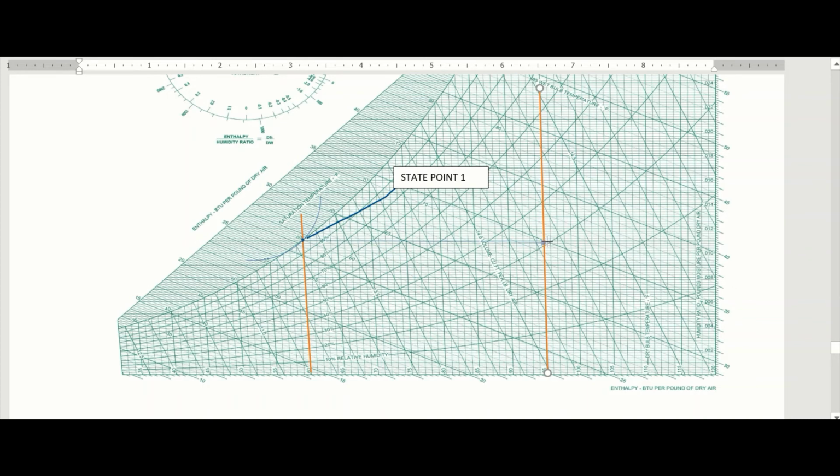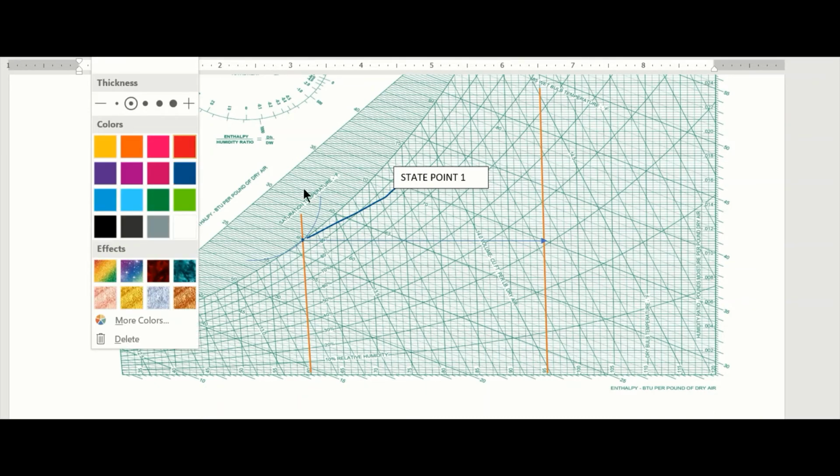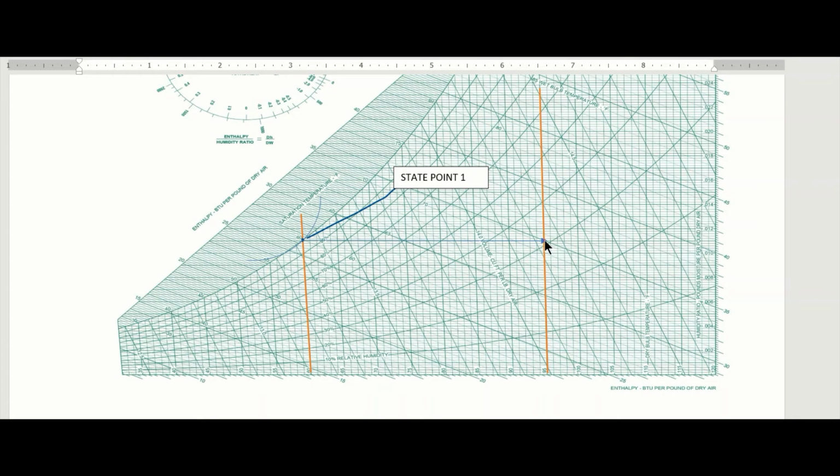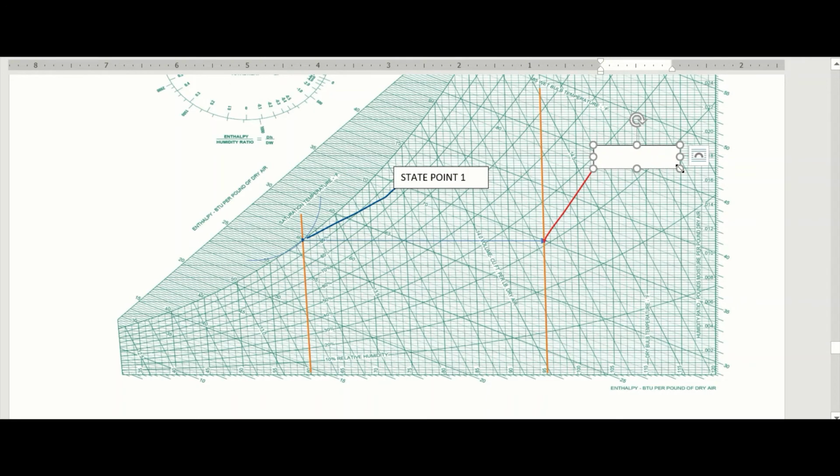So this is the point where it intersects with the exit. So that point is my state point 2. So let me take a different marker. This point is my state point 2. So I call this point my state point 2. So now I have drawn my sketch. We have to show the sketch even in our exams.